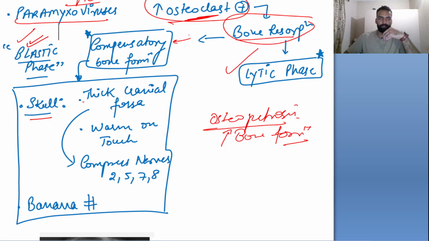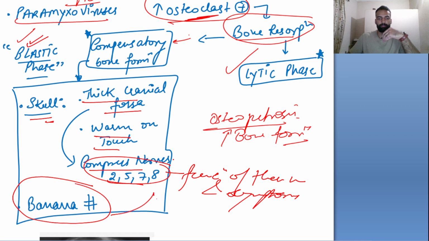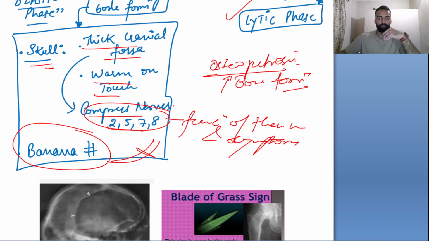The skull has thick cranial fossa, and that will compress on nerves 2, 5, 7, 8. So there you have the symptoms of all these nerves, 2nd, 5th, 7th and 8th. So in comments you have to tell me the functions of these nerves, and symptoms also. So the skull will be warm on touch, and there is banana fracture like this. Okay.